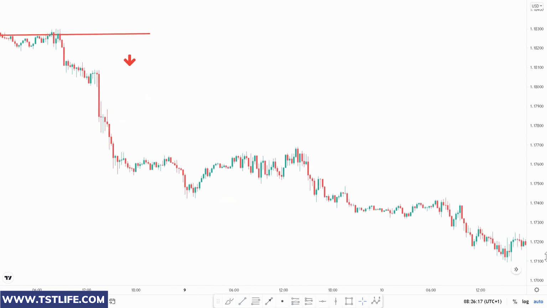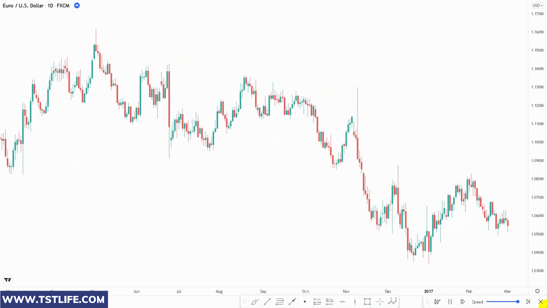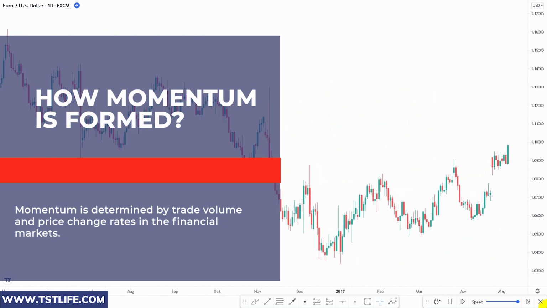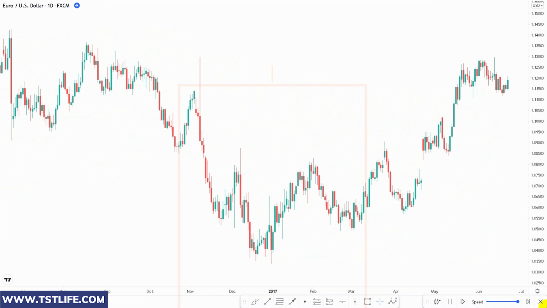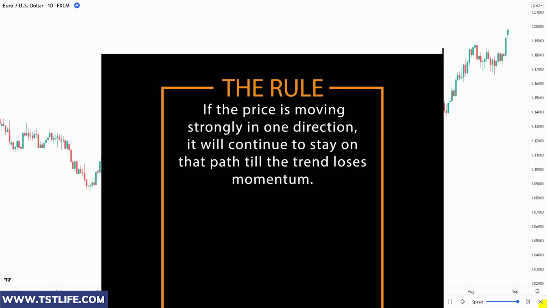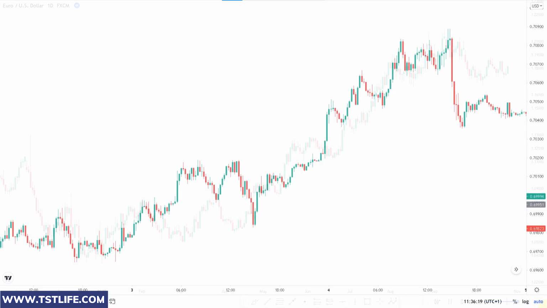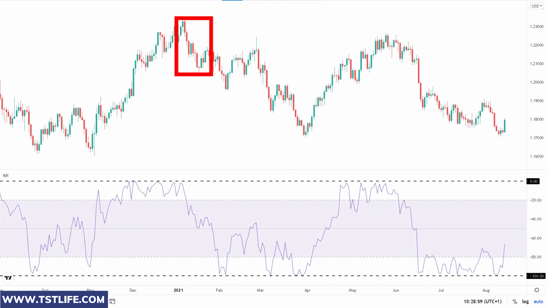This is the reason why a momentum indicator strategy is so powerful. Momentum is determined by trade volume and price change rates in the financial markets. So to sum up, the strategy relies on the fact that if the price is moving strongly in one direction, it will continue to stay on that path till the trend loses momentum. So you can see here that according to this principle, an instrument that goes up tends to continue going up until the end of the trend. And of course, the opposite is valid as well.